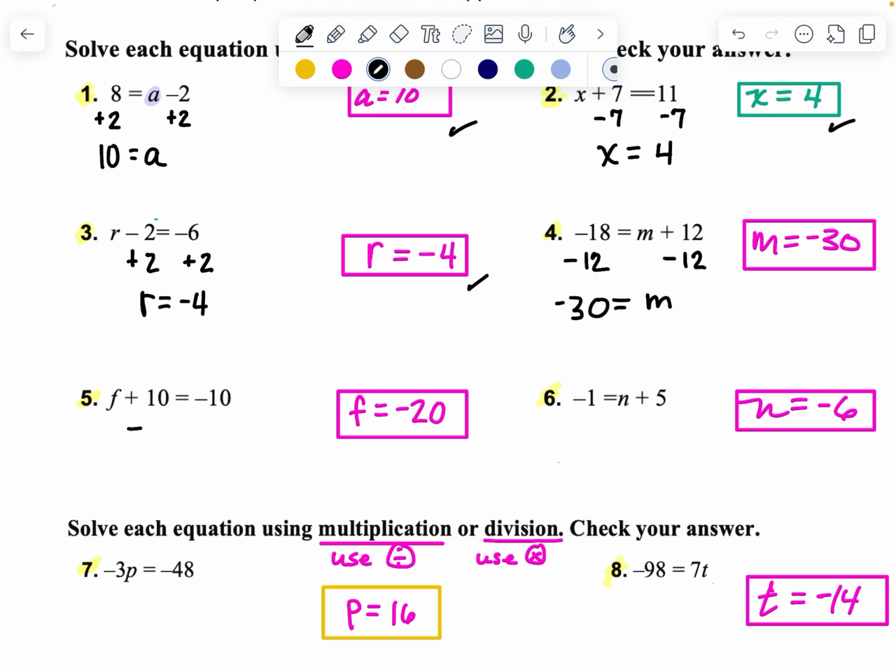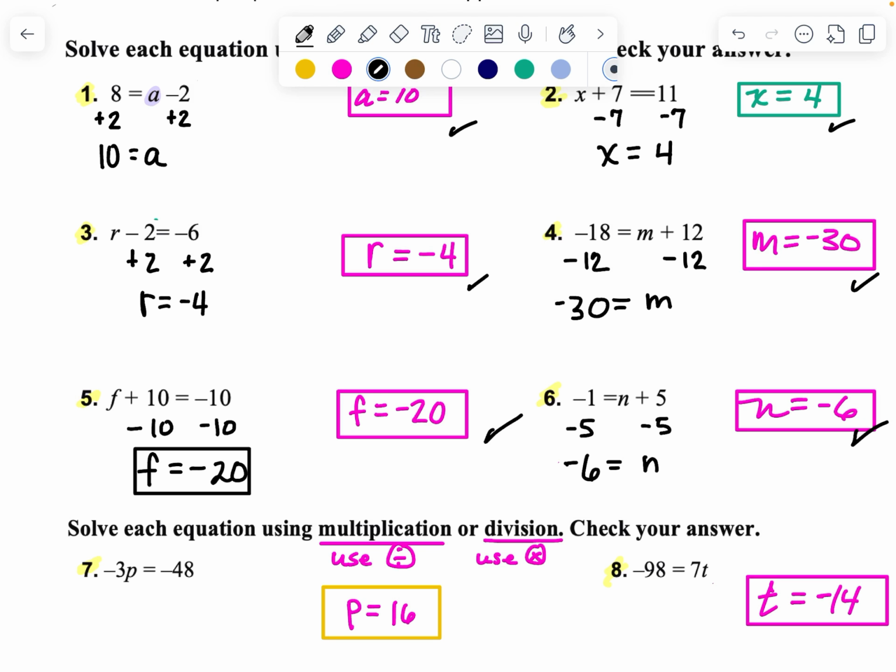Then I have f plus 10 is equal to negative 10. So plus 10, I'm going to subtract, isolate the variable. The variable is f. And then I get f by itself is equal to negative 10 minus 10, which is negative 20. So then for number 6, we're going to subtract 5 from both sides to balance the equation to get n on the right-hand side by itself. And then on the left-hand side, we get negative 6. So we've got all 6 of our problems solved there.